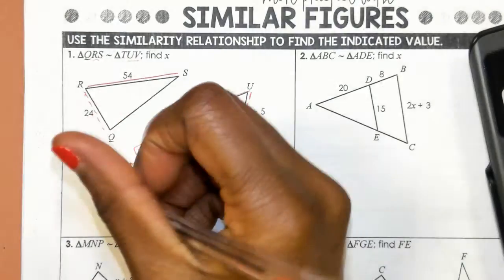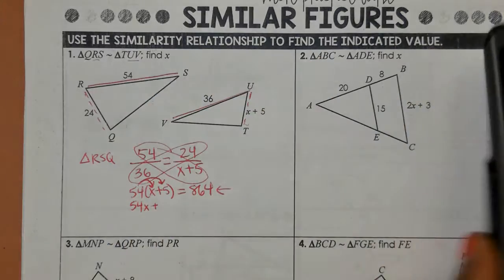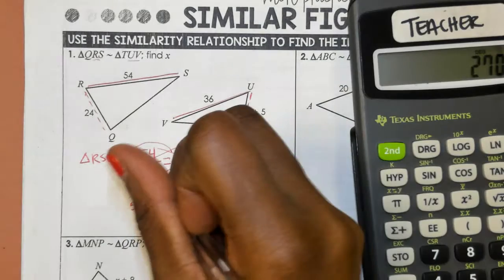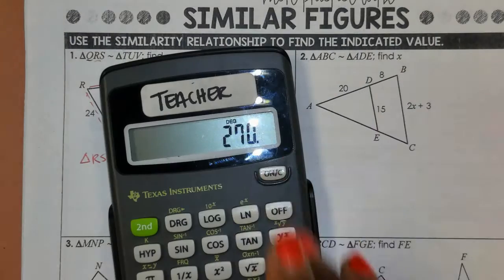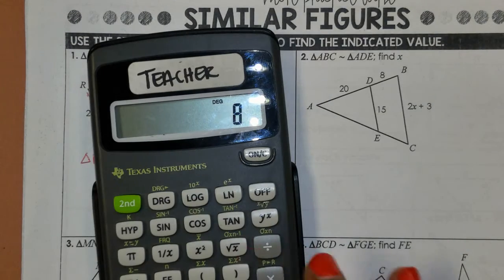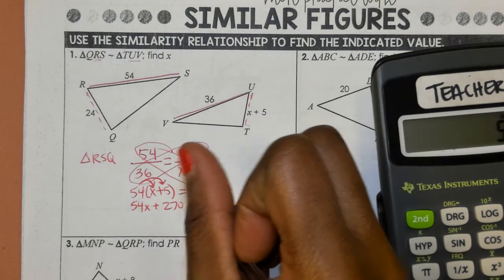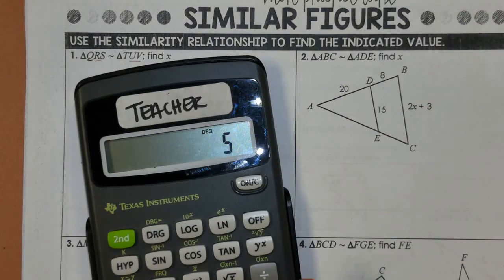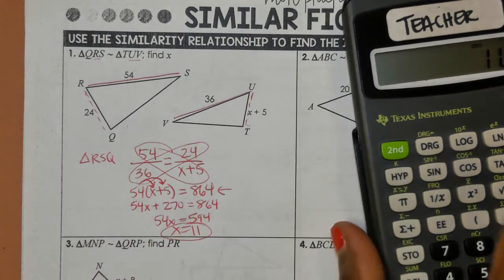So if we distribute the 54 to both terms, we get 54x plus, and then 54 times 5 is going to be 270. And then you can continue on the algebra. And x will be 11.